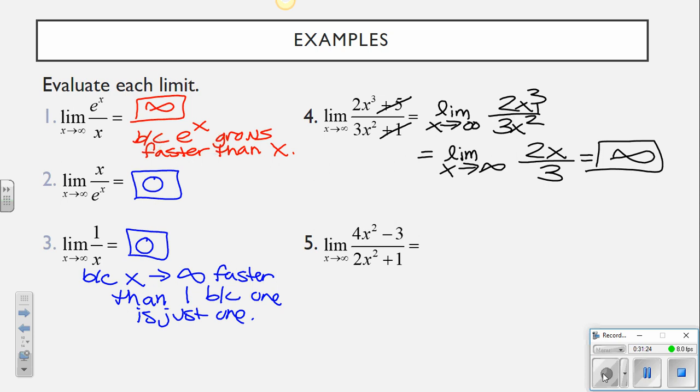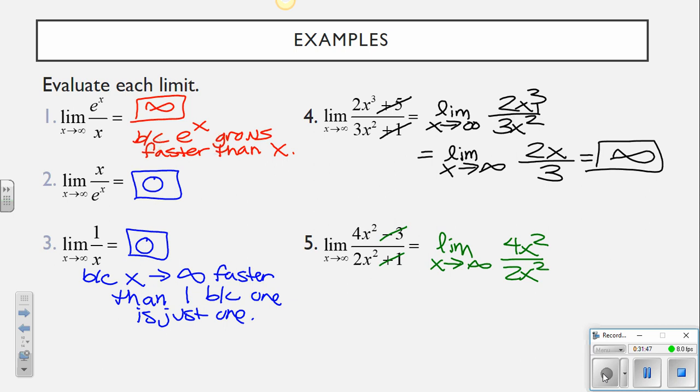All right, number 5, when you have the limit as x approaches infinity of 4x squared minus 3 over 2x squared plus 1. Again, as you're going to infinity, what's happening with this -3 and this 1? Doesn't matter, right? They don't matter in the long run. So here I have the limit as x approaches infinity of what?